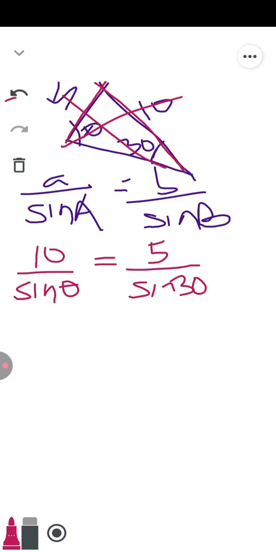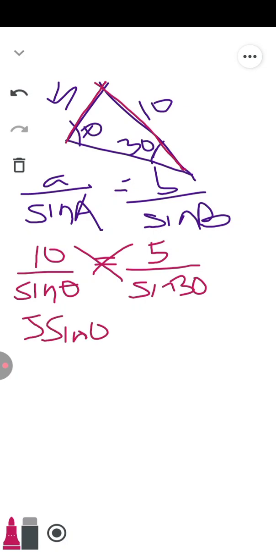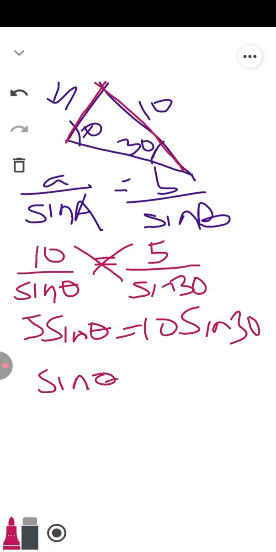So after getting that, what do you do? You cross multiply, right? Good. So that will be 5 sine theta is equal to 10 sine 30. Are we together? So divide both sides by 5. So sine theta will be equal to 10 sine 30 over 5. Are we getting it now?